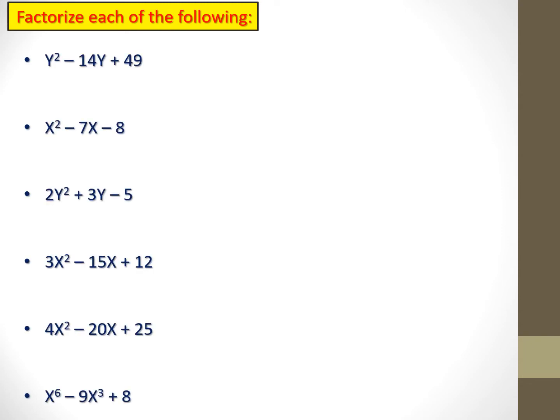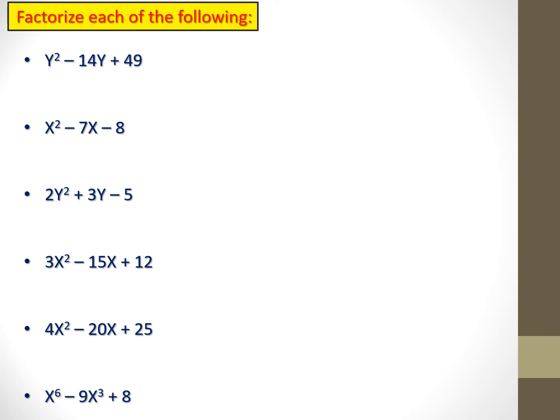The first question: factorize each of the following. Y power 2 minus 14y plus 49. Firstly, you should look at the last sign and the middle sign. The last sign is positive, so we will open two brackets, and each bracket will have the middle sign.